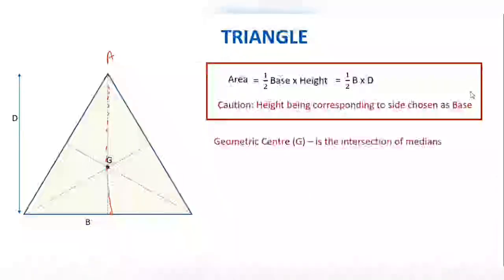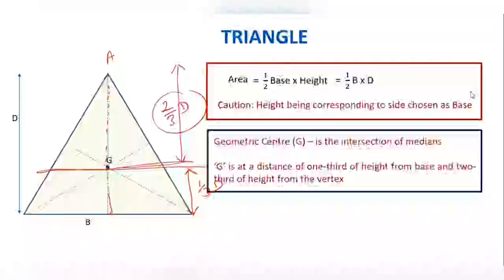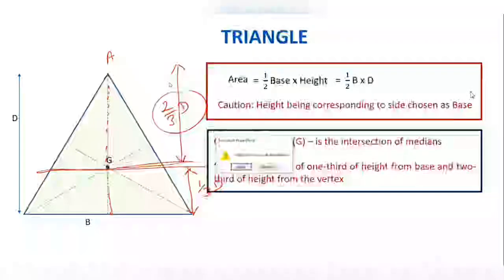And also, the distance of the geometric center of the triangle is 1/3 of the height from the base and 2/3 of the height from the vertex. So this will be 1 by 3D and this will be 2 by 3D. Please don't get confused and reverse. The distance of the centroid of a triangle is 1/3 of the height from the base and 2/3 of the height from the vertex. Is that clear? Yes, sir. Clear, sir. If the base was different, then it will be 1/3 of the corresponding height and 2/3 of the corresponding height. So you have to be careful between base and height.